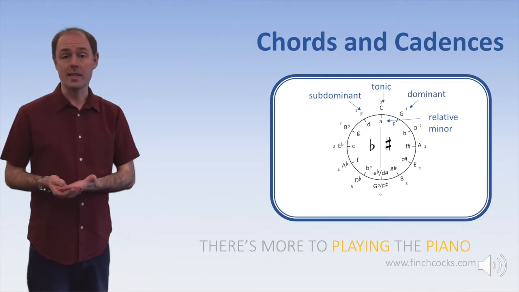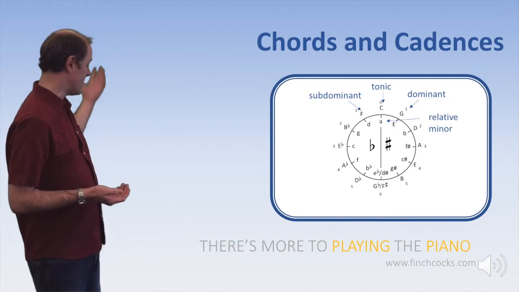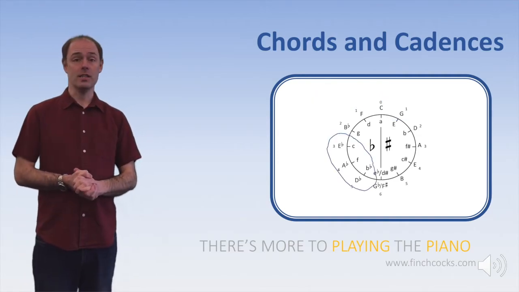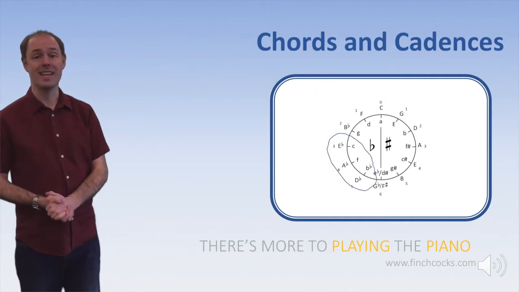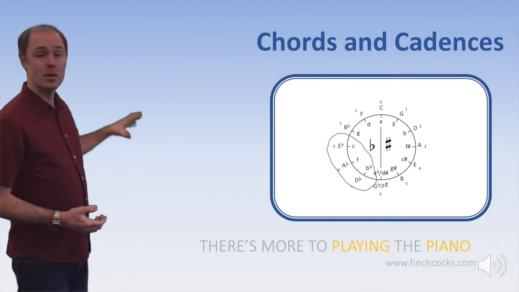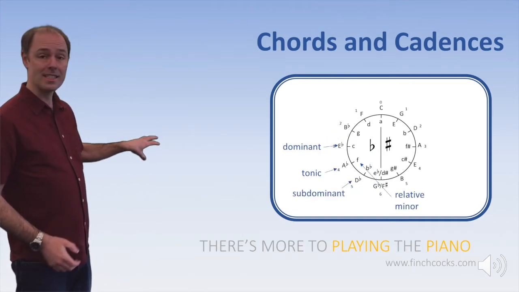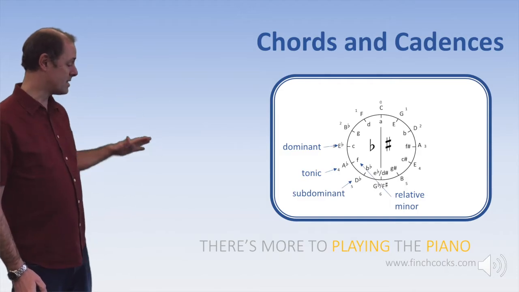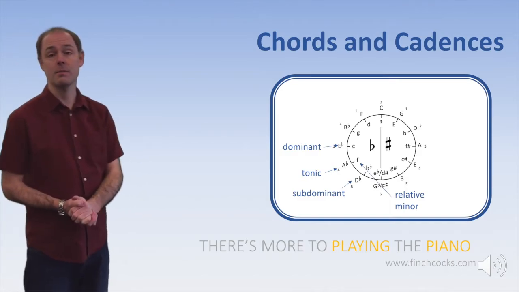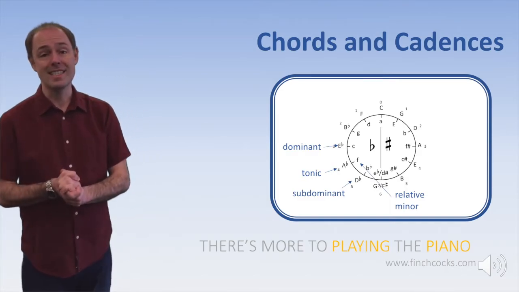Of course, we're not always in the key of C major. If we were in the key of A flat major, there'd be a completely different set of chords, but still with those same relationships. A flat is the tonic, we have a dominant, a subdominant, and a relative minor. Now, back to C major.